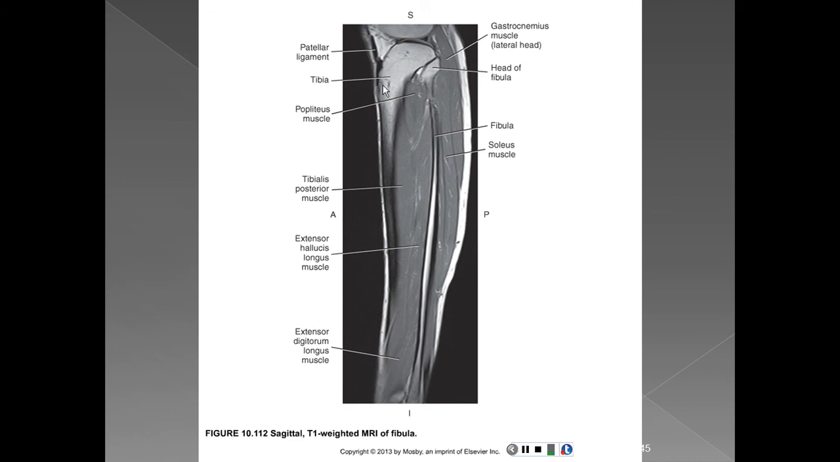Now we're looking at a sagittal image, tibia, fibula. This is the femur up there. And we can see the lateral head of the gastrocnemius muscle. That is superficial, and the soleus muscle, which is deep. Soleus muscle, gastrocnemius muscle. This is a picture of the fibula coming down there because the tibia is anterior. And look, the extensor hallucis longus muscle is up in here, and this acts on the toes, the phalanges, the digits of the feet.